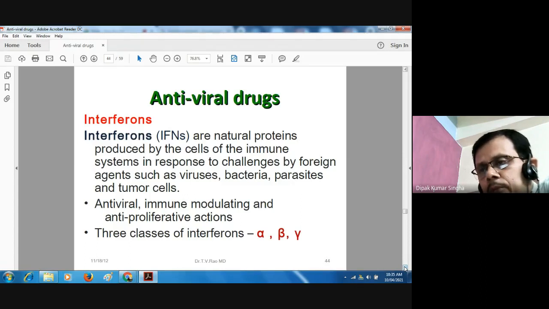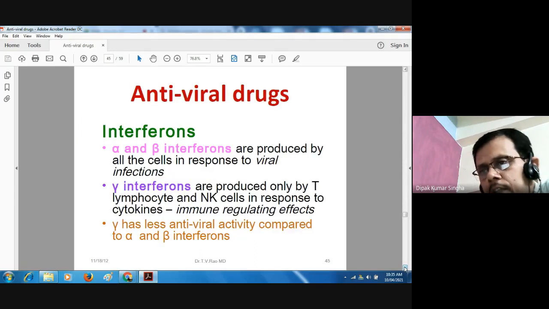Interferons are antiviral, immunomodulating and anti-proliferative, that means anti-cancer agents. There are three classes of interferon: alpha, beta, and gamma, which are used for different types of infection. Alpha and beta interferon are produced by all cells in response to viral infection. Gamma interferon is produced by T lymphocytes or NK natural killer cells in response to cytokines, with an immunoregulating effect. Natural killer cells kill cancer cells, and gamma interferon has less antiviral activity compared to alpha and beta interferon.